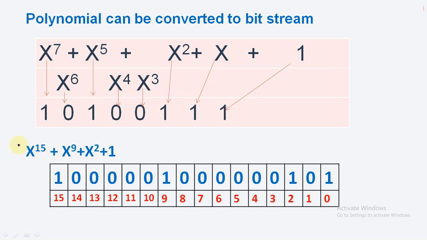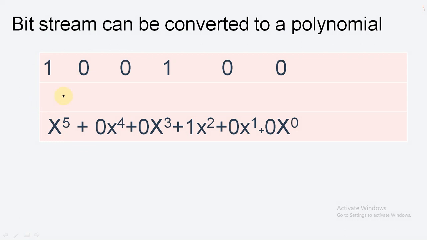Therefore, such a succinct polynomial can represent a huge length of a bit stream, and it is known that the cyclic redundancy code is a typical polynomial division, and it is implemented in polynomial circuits. Similarly, a bit stream can be converted into a polynomial. 1, 2, 3, 4, 5, 6. Okay, 6 bits are present.